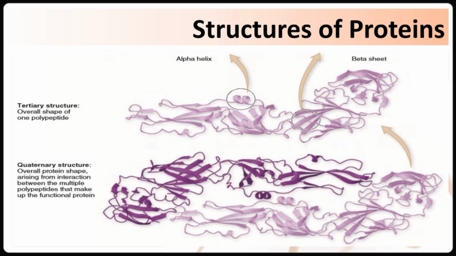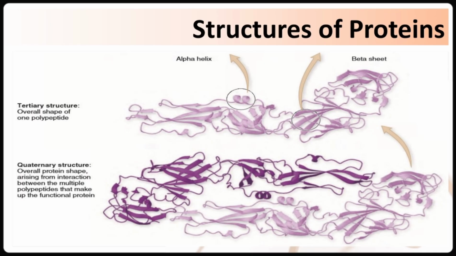Again, it's the overall 3D shape of a single polypeptide chain formed when secondary structures fold further and are stabilized by interactions such as hydrogen bonds, ionic bonds, disulfide bridges, and hydrophobic interactions. While quaternary structure, let's take a look at the quaternary protein structure. It exists only in proteins made of two or more polypeptide chains. We discussed polypeptides earlier, where these folded chains join together to form a functional protein complex. As you can see in the picture, there are two polypeptide chains joined together.